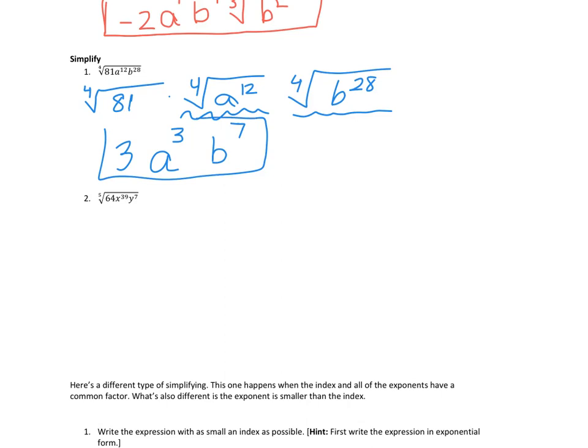So there you go. And then finally, let's see how you did here. You have the 5th root of 64, the 5th root of x to the 39, and then the 5th root of y to the 7th.